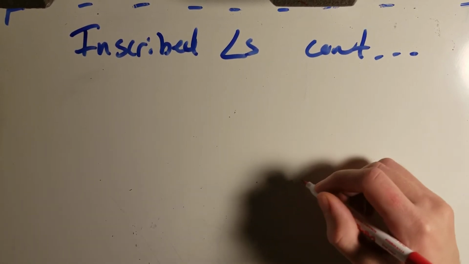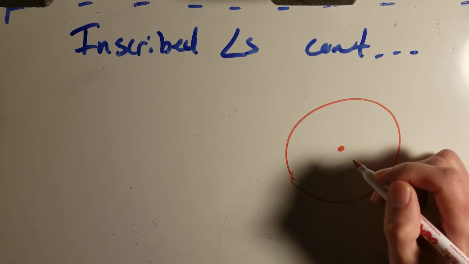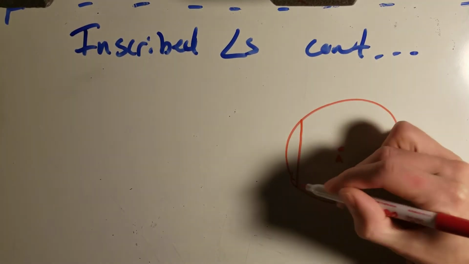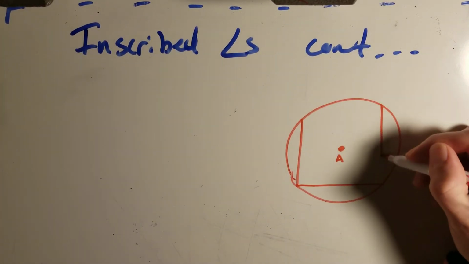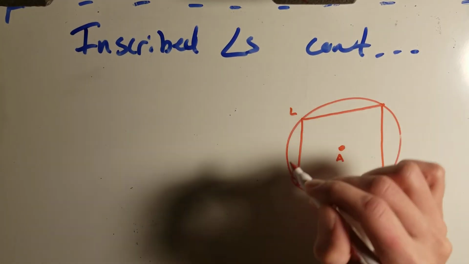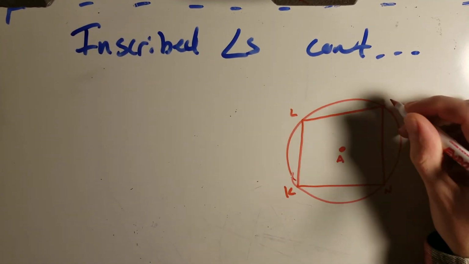And here's the example they give us. They give us a circle like this. They give us circle A actually. And we're given this quadrilateral, something like this. It doesn't have to be any special type of quadrilateral. It can be just a general quadrilateral.